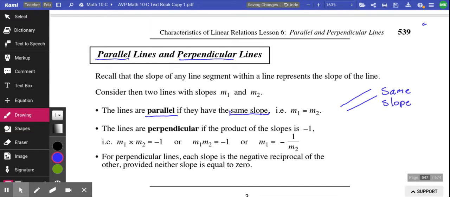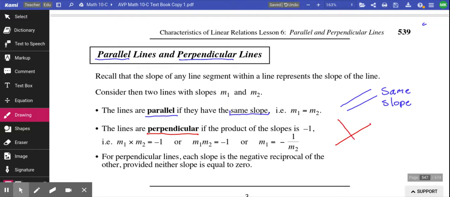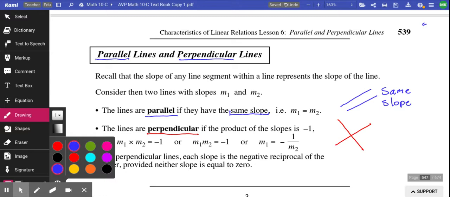Perfect. Perpendicular lines. When it comes to talking about perpendicular lines, we're actually talking about the opposite of the same slope, the opposite of parallel. So if you had one line like this, perpendicular would mean it's going the complete opposite direction like that. And when you have perpendicular lines, what you end up creating is a 90-degree angle in there, like that.